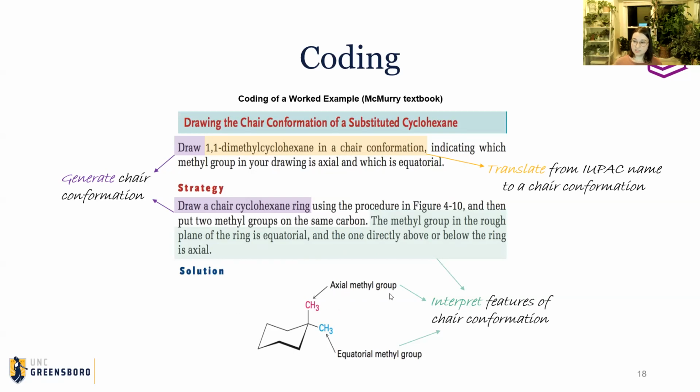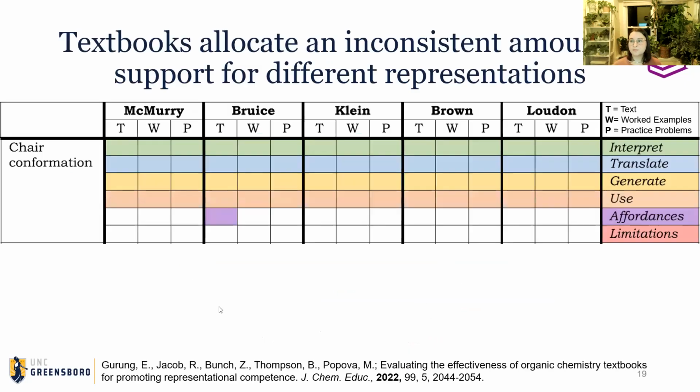And also we have clear labels, labeling different methyl groups as oxybutyryl, providing additional support for making sense of this representation. So essentially this passage of text, we will code it as having potential to support students in interpreting, translating, and generating representations, because it's engaging students in practicing these skills as they're doing this work example. So now let's see what the data looks like for the chair conformation across the 5 textbooks.